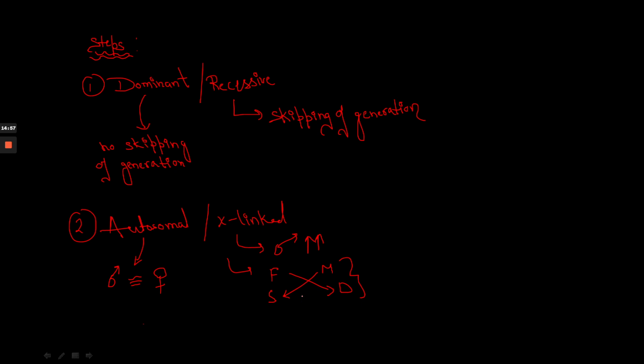So by looking at these signs, you will be able to notice whether the individual is having dominant or recessive characters, or whether it is going to be an autosomal disease or an X-linked disease. So this is the basic idea of how to proceed with pedigree analysis questions. And in my next video we will take some examples in order to understand pedigree analysis.